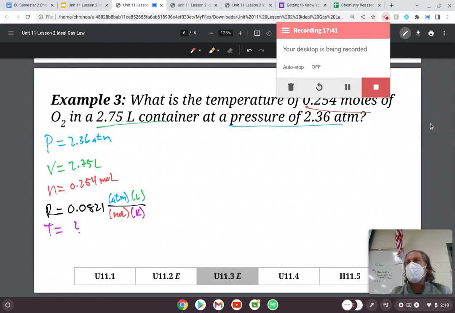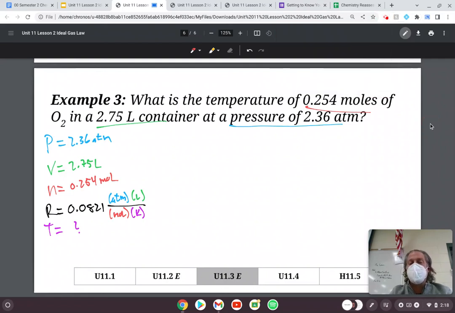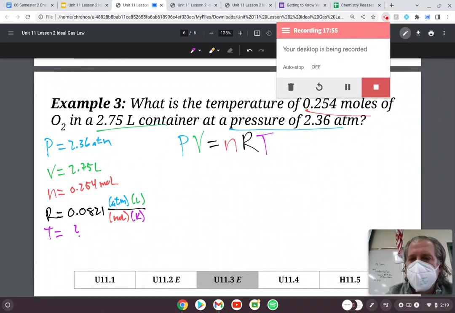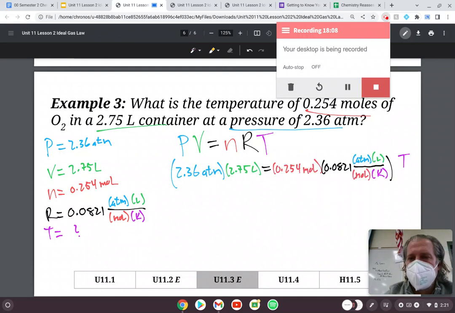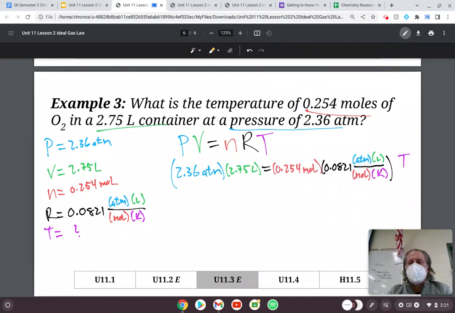So if you're a person who is stuck as to where to start, and I told you to identify your variables, this is what I meant. Identify what pressure, volume, number of moles, ideal gas law constant, and temperature are. That would be a great place to start. After you've taken the time to identify your variables, I would write your formula. And from there, I would start substituting my values into the ideal gas law formula. I've taken the time to substitute my values into my formula. Looks something like this. Now I'm going to simplify what I can.